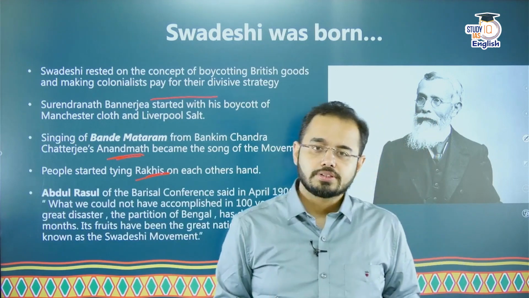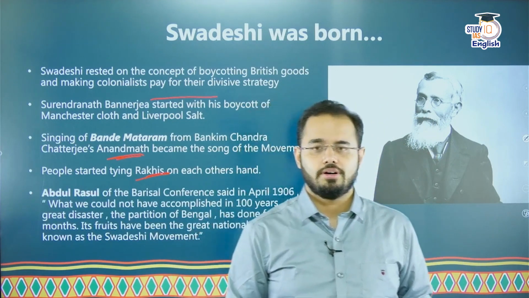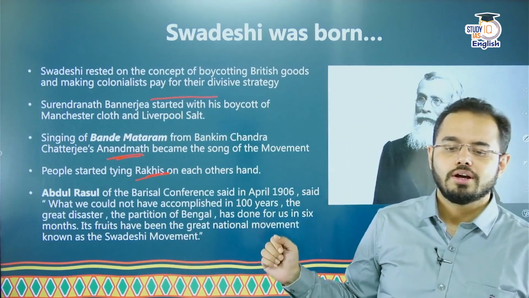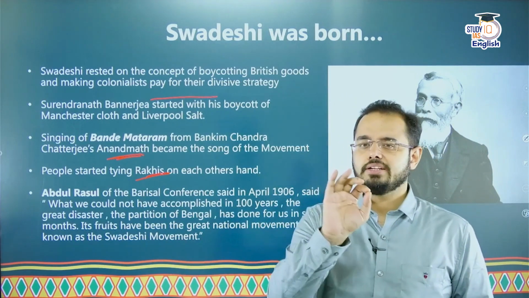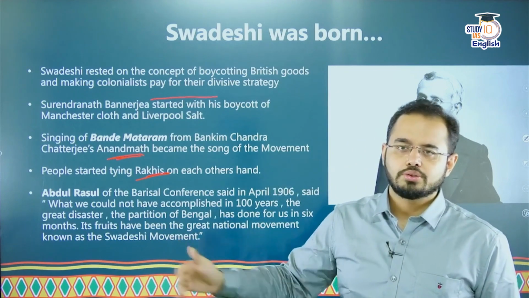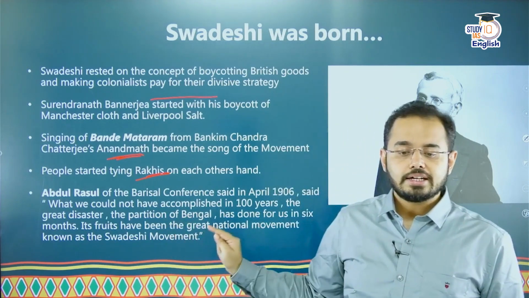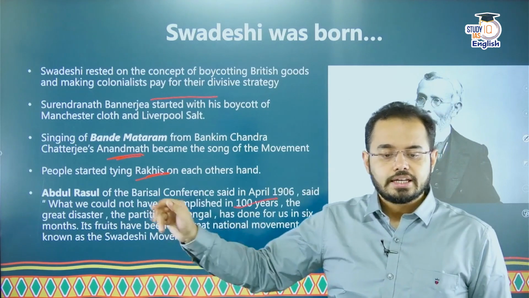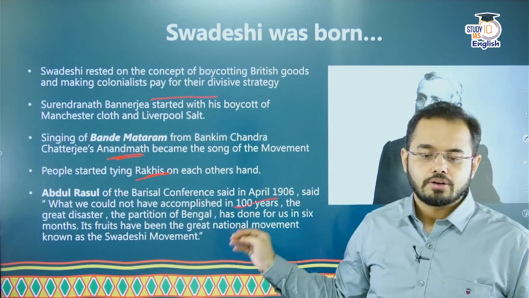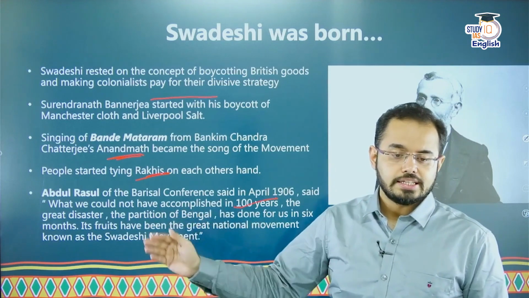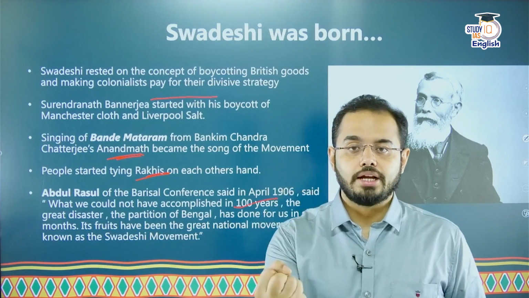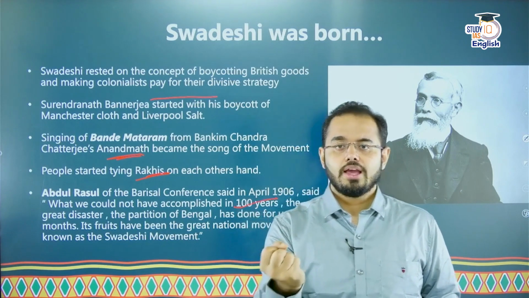And there was one person, a very famous personality related to Swadeshi movement called Abdul Rasool of Barisal conference, and he said a very important statement which I wanted to rephrase here. He said that, look, what we could not have accomplished in 100 years, the great disaster, that is the partition of Bengal, has done it for us in 6-7 months. What was he saying? He was saying that we became united on the question of partition.